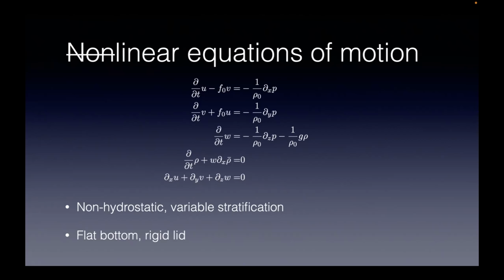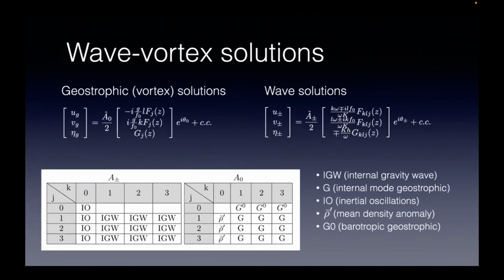So then you want to go solve this equation. You turn all those total derivatives into partial derivatives, and now you have a linear set of equations. You can then write down all of the solutions. As in all of these talks, your primary two solutions are geostrophic and wave solutions.